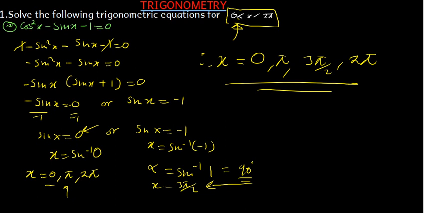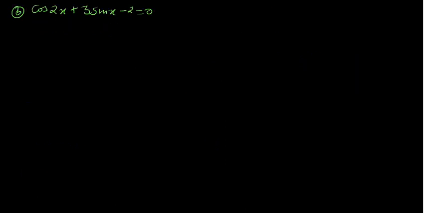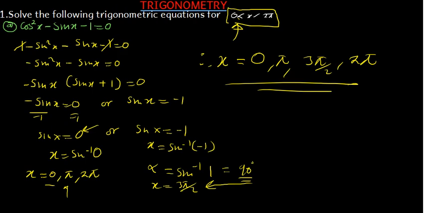Alright, let's consider the next question that we have in this tutorial. So we've been given cos 2x plus 3 sin x minus 2. We are also following the same condition as the previous one. We want answers between 0 and 2 pi.